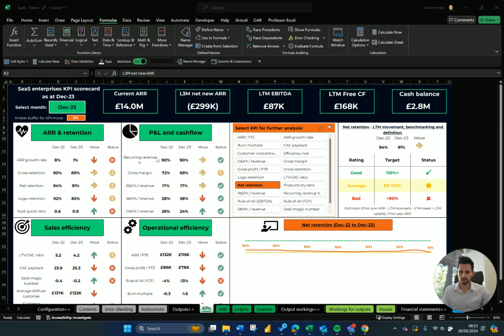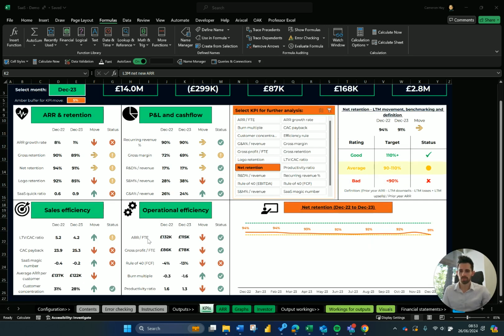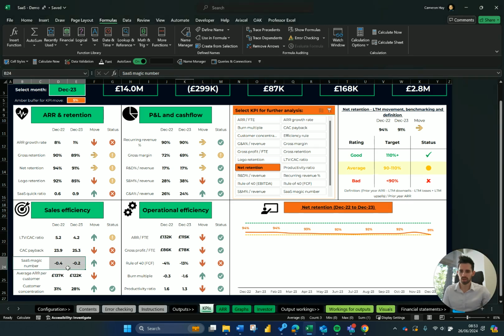And then the metrics are broken out into these four different categories: ARR growth rate, retention metrics, and expense ratios as a percentage of revenue. Further down here, we get into more of the stats concerning FTEs. And then here, the sales efficiency, focusing on unit economics with the LTV to CAC ratio, and also SaaS magic number, which is a very important one.